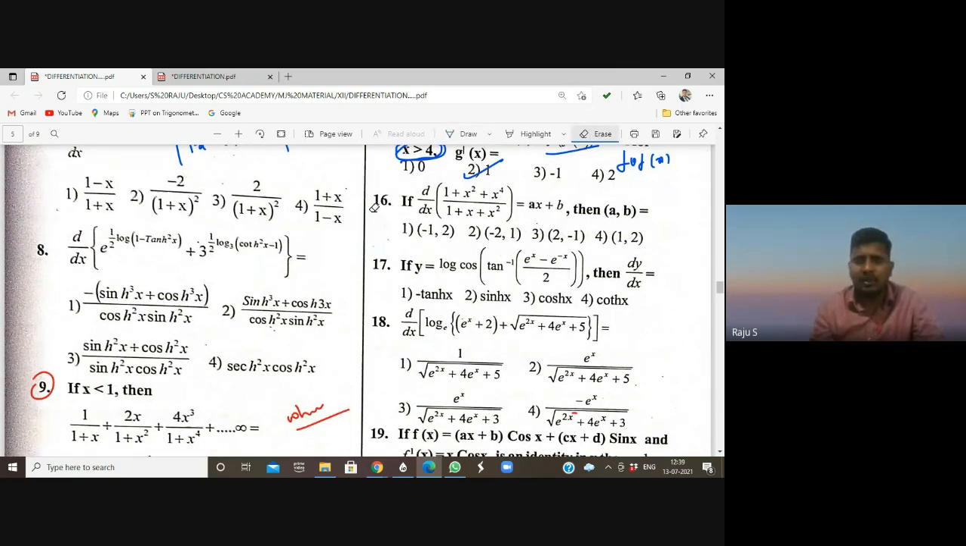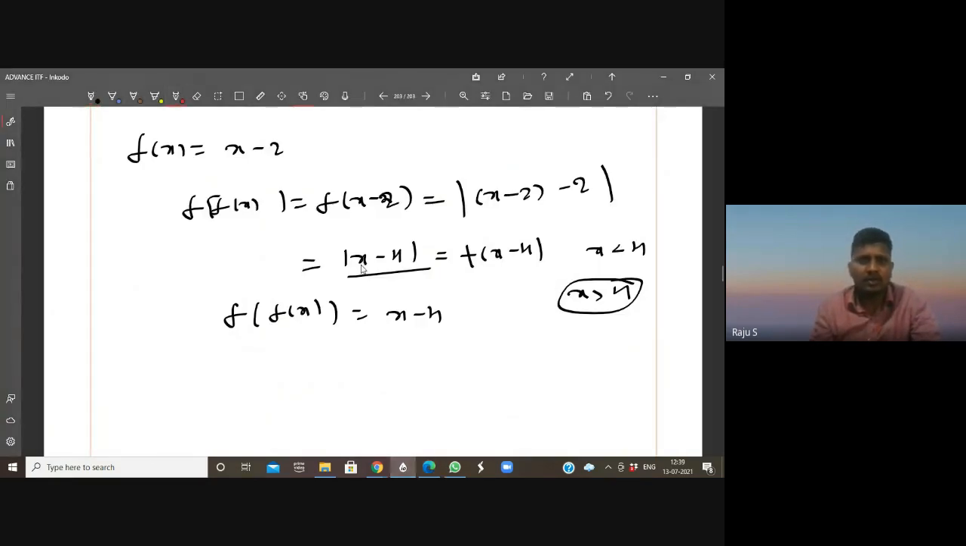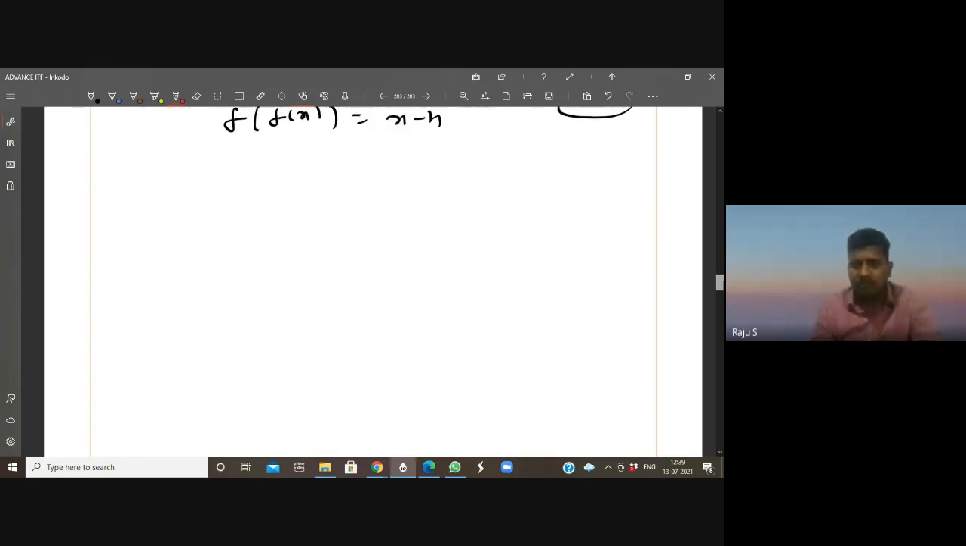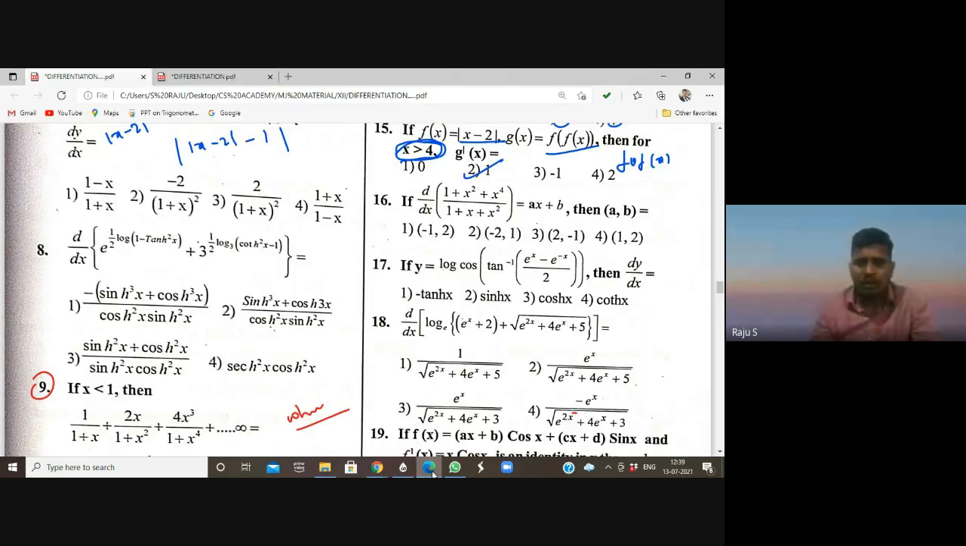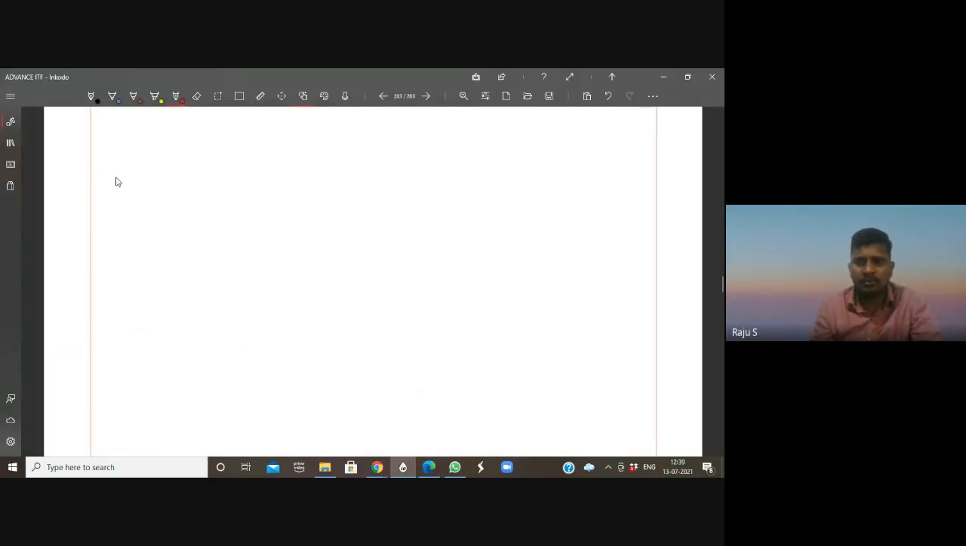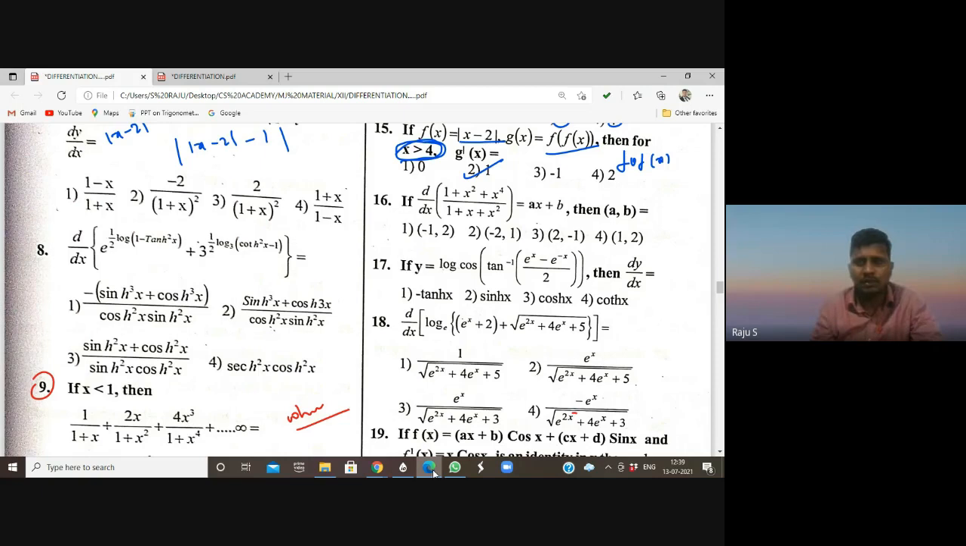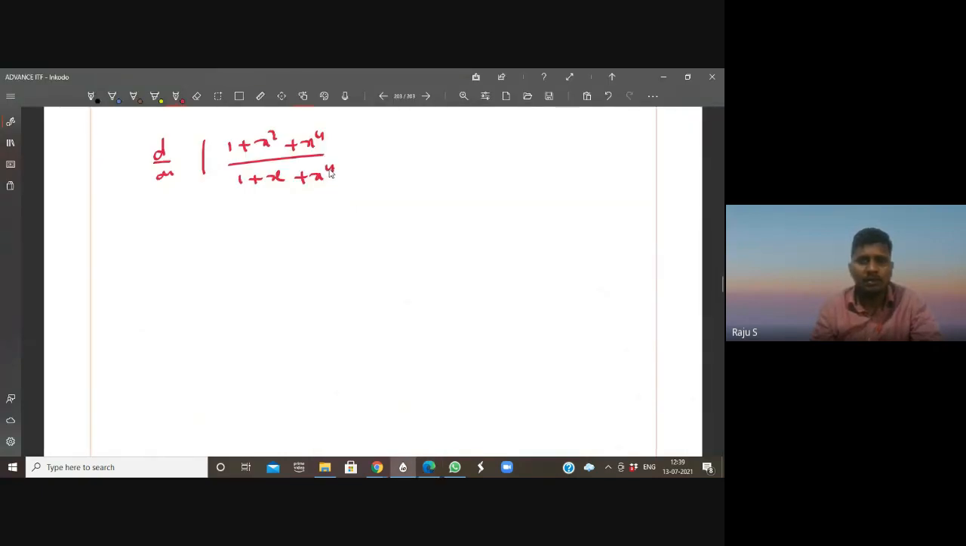Now let us do the 16th question. We have just 1 minute of time. So here, d by dx of 1 plus x square plus x power 4. How can you simplify this?